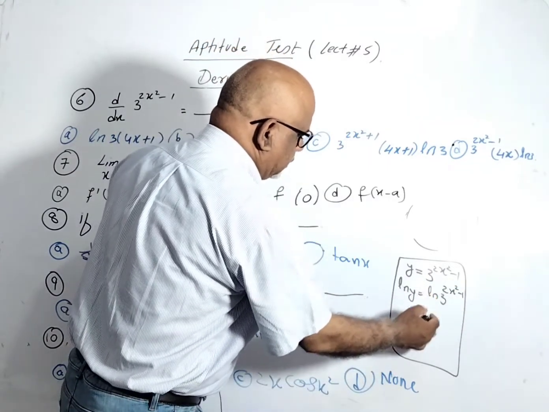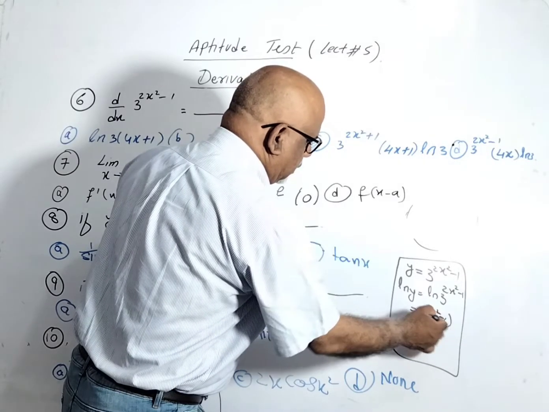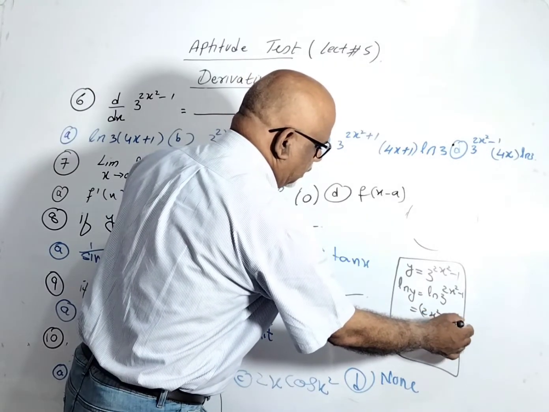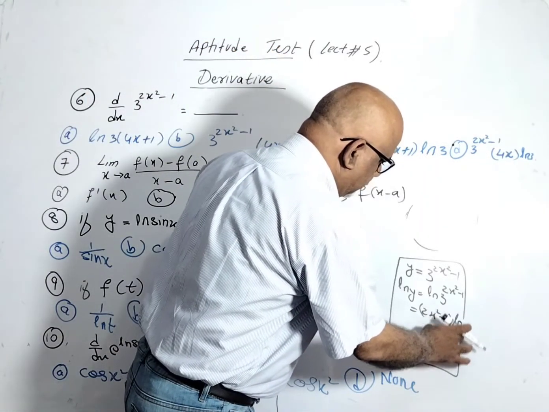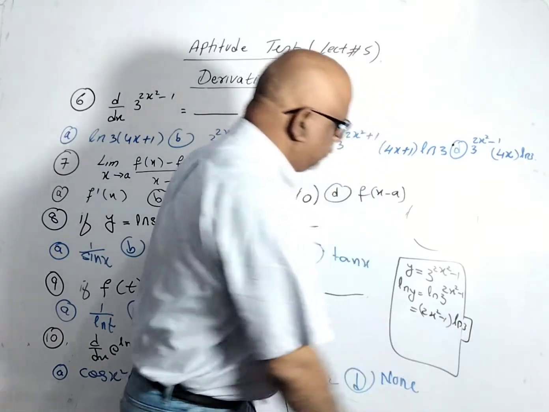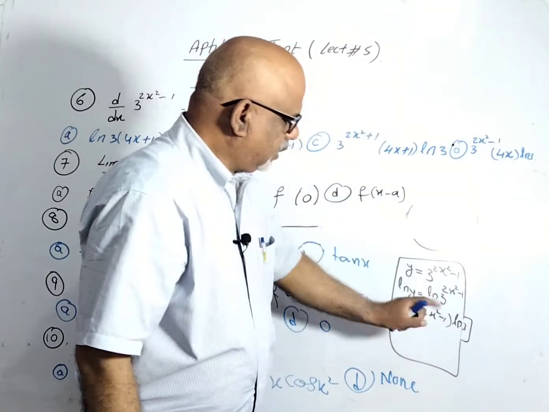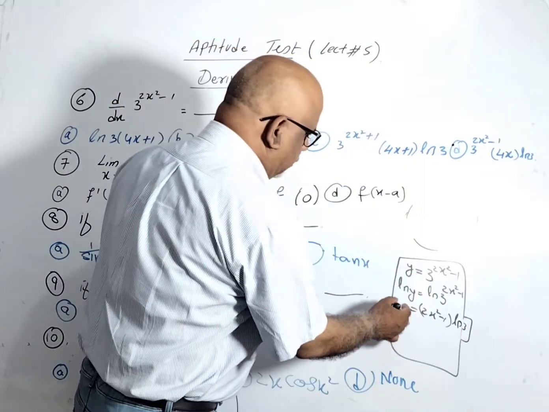So this is 2x square and this is ln 3, because the power becomes the coefficient of the function here. Now we have to take the derivative here.